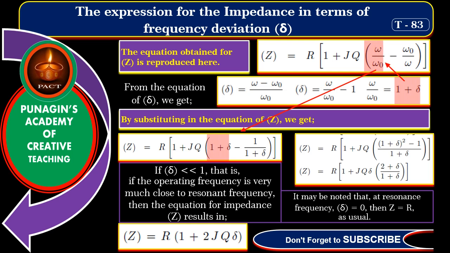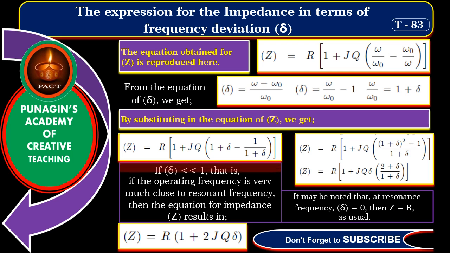By substituting in the equation of Z and solving, we get Z is equal to R into square bracket 1 plus jQ into bracket 1 plus delta minus 1 divided by 1 plus delta. By solving it, we get Z is equal to R into square bracket 1 plus jQ delta into bracket 2 plus delta divided by 1 plus delta.